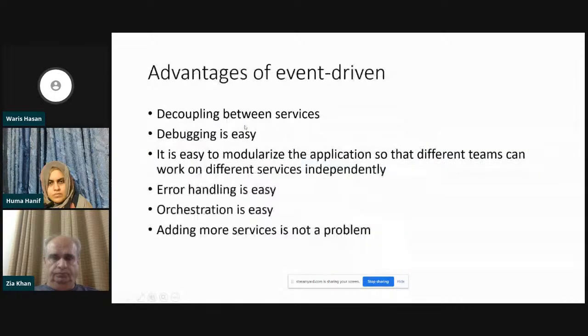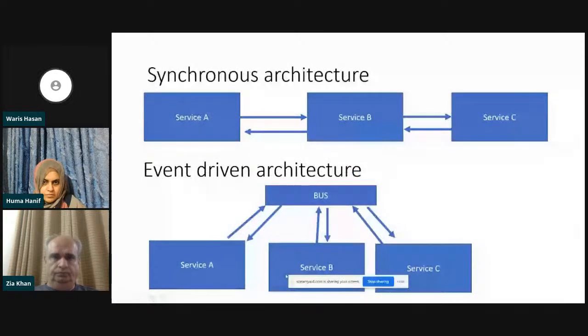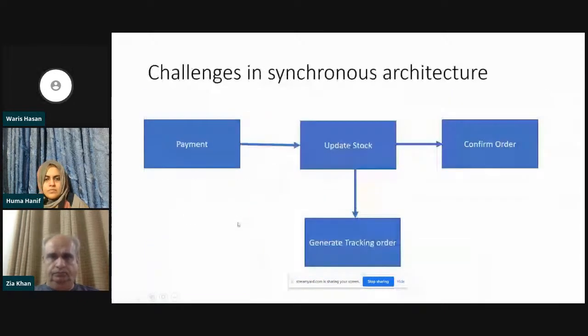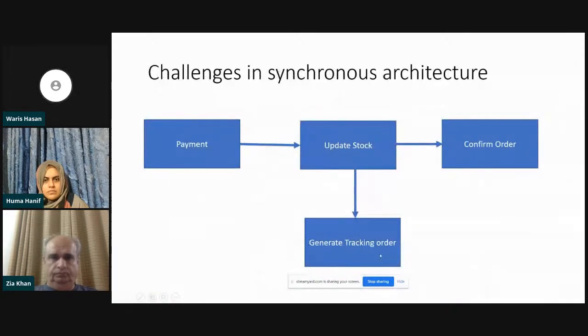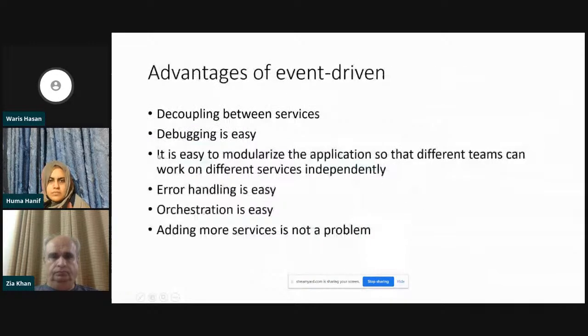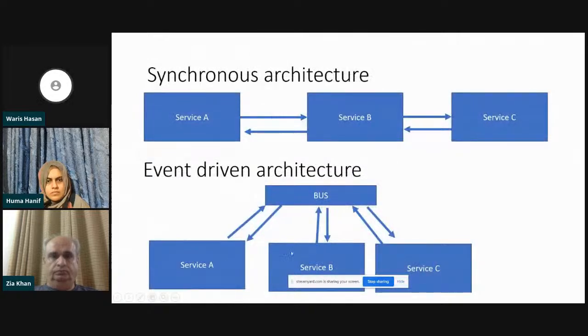Now, these are some of the advantages that I was talking about. So it decouples the services that we saw over here. There's no connection between the services at all. Debugging is easy, so you can see all the services are isolated, so it's very easy to find a bug. But in a synchronous architecture, because everything is so tightly coupled, it's really hard to find a bug. It is easy to modularize the application so that different teams can work on different services independently. That is what I was talking about over here. So because the services are not connected to each other, the teams don't have to rely on each other.